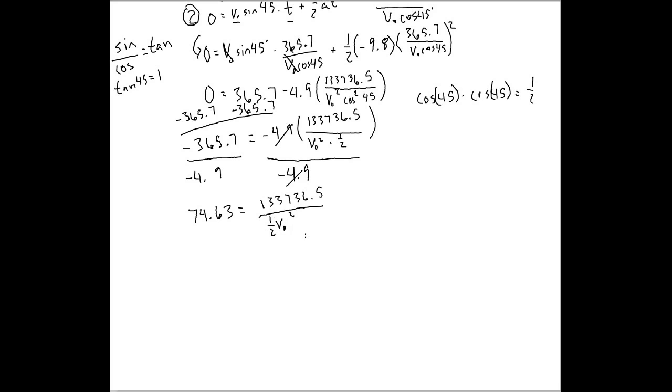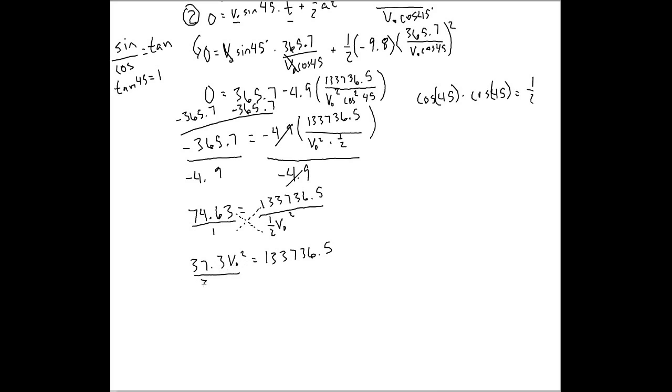v naught squared. Now I know that looks weird, but here's a beautiful thing that we can do. I've got v naught on bottom. 74.63 is really over 1. It's just not written. So I can cross multiply. It's a beautiful thing. So 1/2 times 74.63 gives me 37.3 v naught squared. And that equals, oh, I'm sick of writing this number, 133,736.5. Now, all we do is solve for v naught.